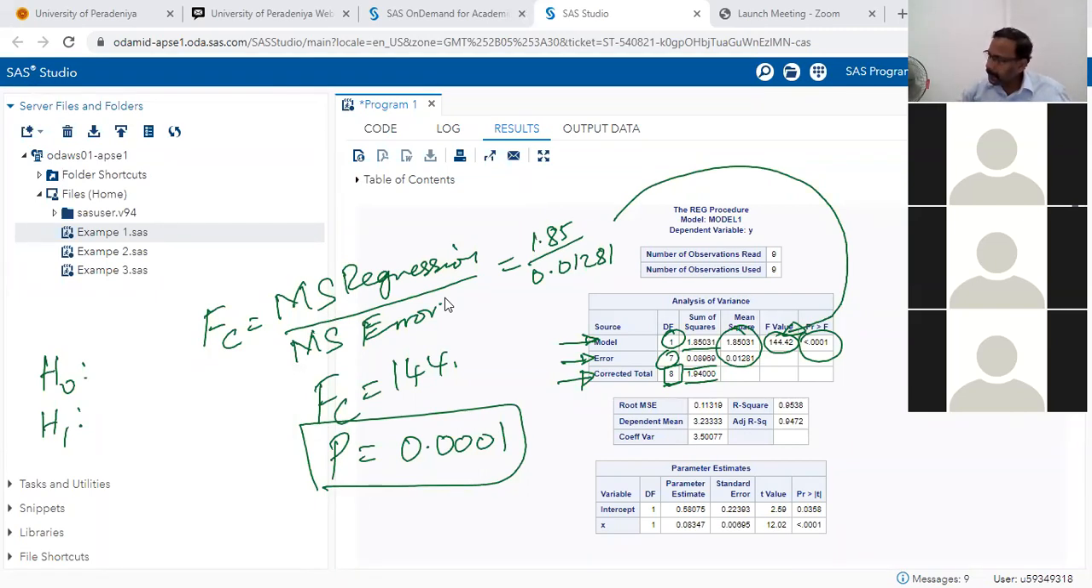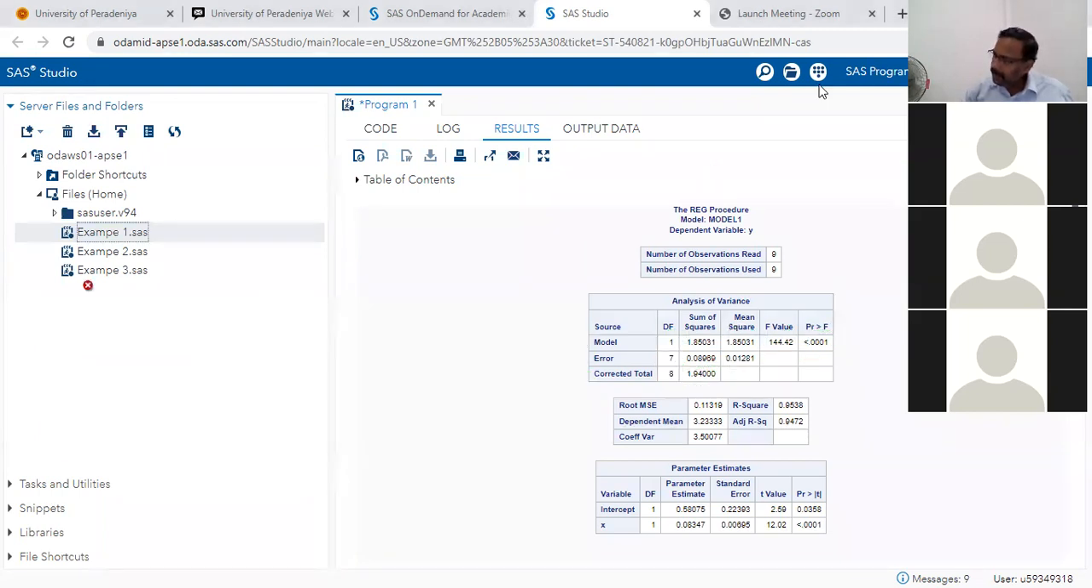Anyone? Beta 1 equals 0. Good. Tell me. Null hypothesis, beta 1 is equal to 0. Very good. Alternative, beta 1 not equal to 0. Okay. Yes. Good. What do you mean by this? What do you mean by beta 1, whoever said? I couldn't trace out who said it, but yeah, it is correct. Perfect. No problem.